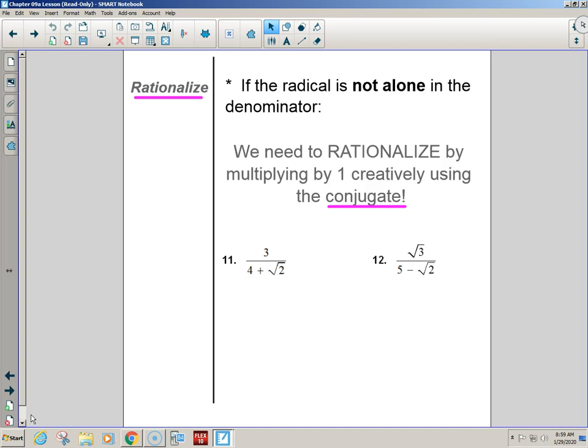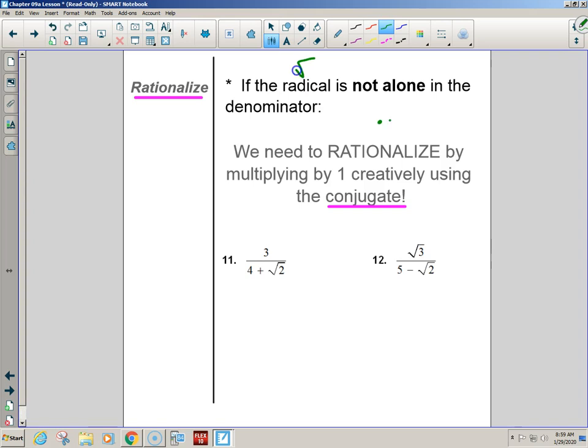We need to rationalize by multiplying by 1 creatively using the conjugate. Okay, these are big terms. I know. But radical, you already got it? If I ever am afraid of you guys in vocab, I put little things. Radical, there we go. We need to rationalize.